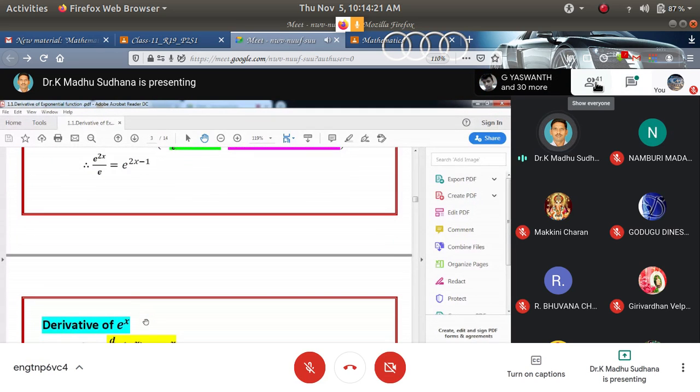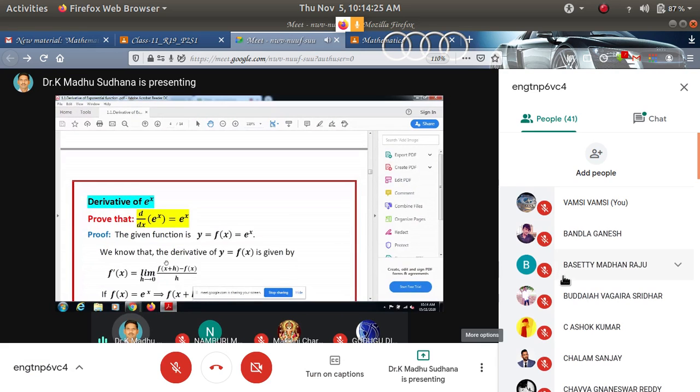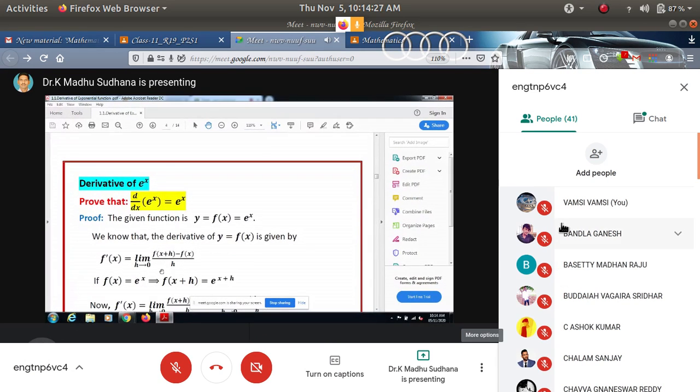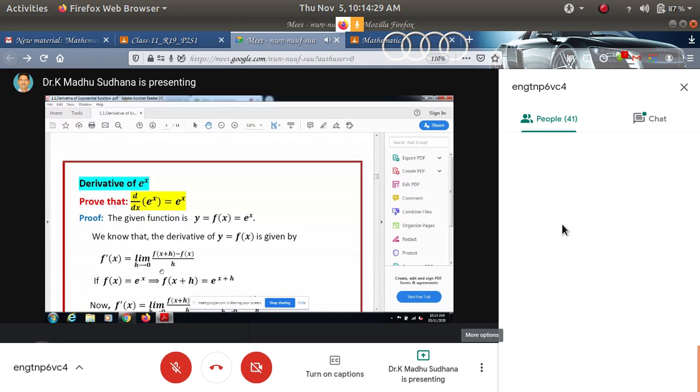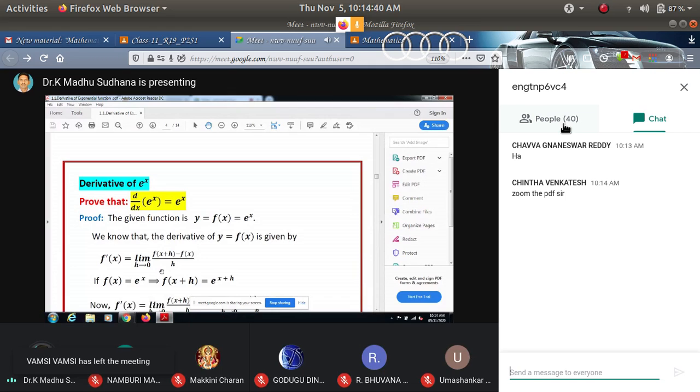Now come to the derivatives. The derivative of e power x, generally here we get the proof also, so try to know the proof. Actually, the formula is very simple. The derivative of e power x is always e power x, that's all. Wherever I get the derivative of e power x, I require only e power x, that's enough.